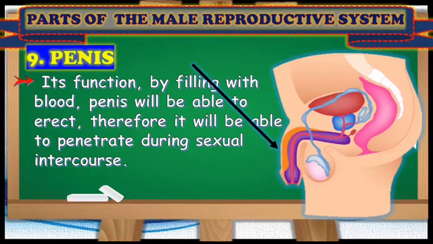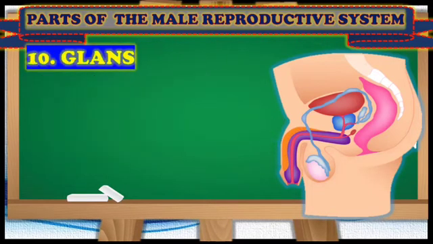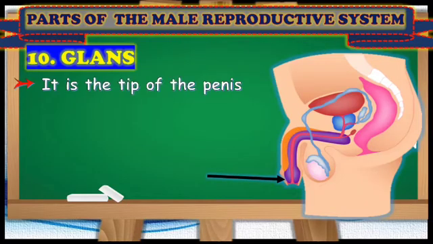So, another part is what you call the glans. What is the glans? So, that is the glans, yung nasa tuktok or nasa tip part, yung ulo. It is the tip of the penis. So, alam nyo na yung parts and functions of the male reproductive system.